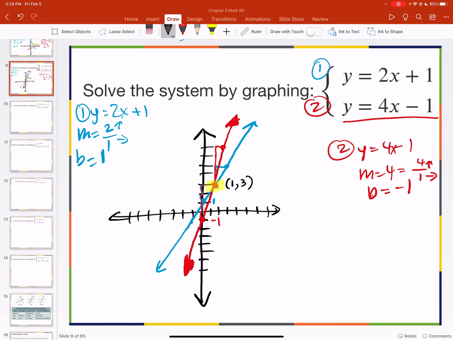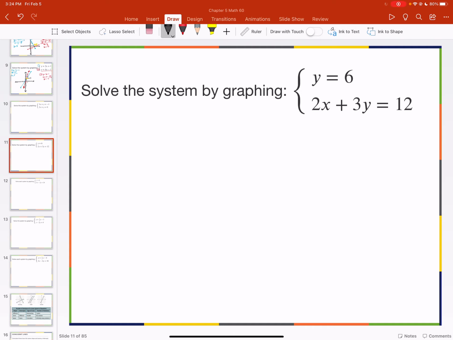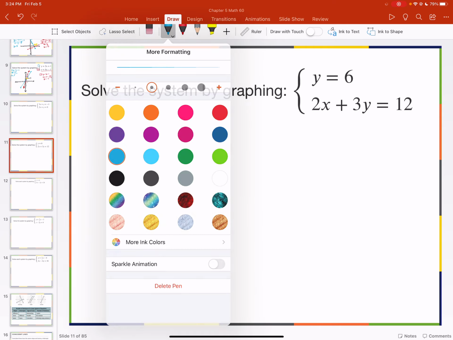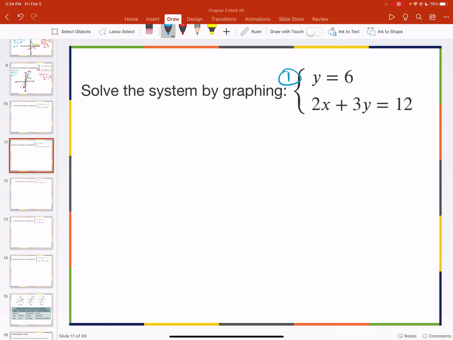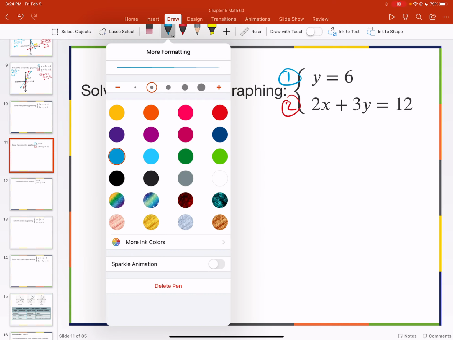So let's try this one. We have y equals 6 and 2x plus 3y is equal to 12. So, okay, let's go ahead and do the same thing. The first one, we'll let y equal 6. That's a nice one. That's nice and easy to draw, right? That's just a straight line going horizontally, right? Let me go ahead and draw this.